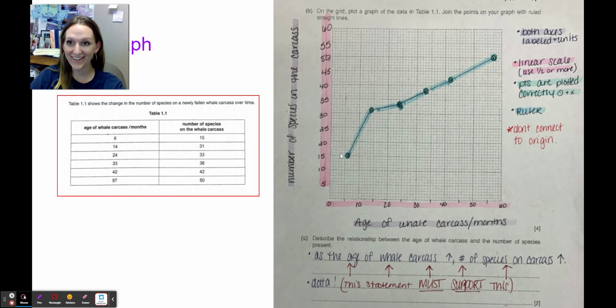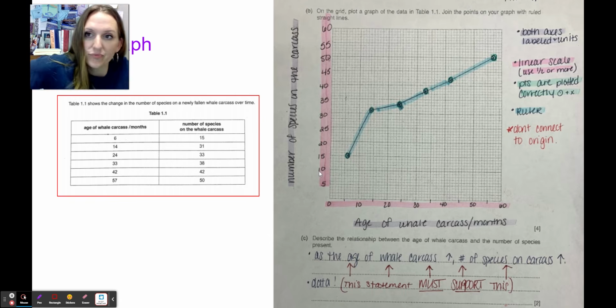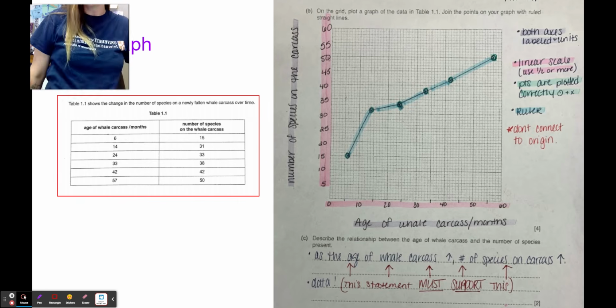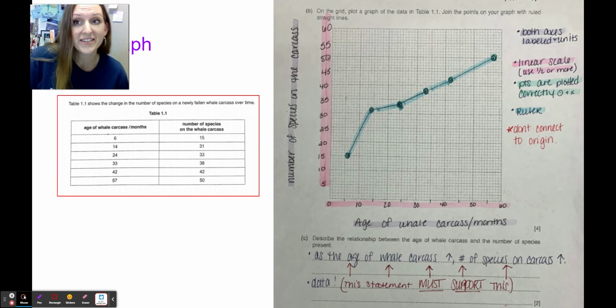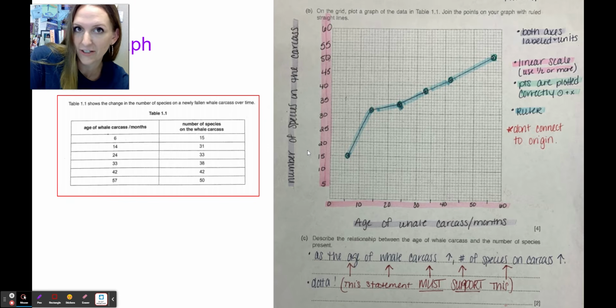Getting your points in the right area is another one of the marks. Using a ruler is another one of the marks. Getting them in the right area. Remember, you need to be pretty perfect. You can't guess, and that's why it's really important that we know what each box is worth. You can only make plus or minus half of a box mistake, which pretty much means you can't make a mistake.